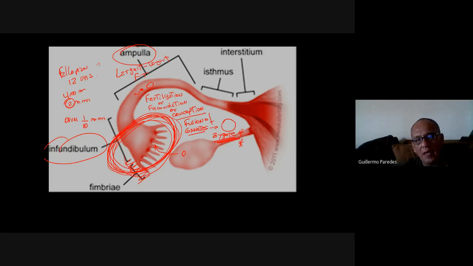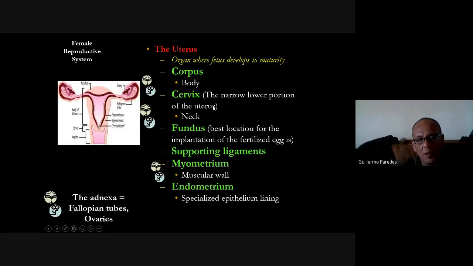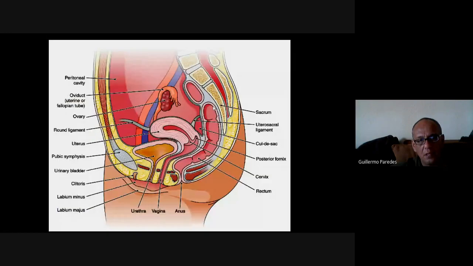Then we have the isthmus and the interstitium. This is the uterus. Look at it. Very good. This is the uterus, and the fallopian tube is like a channel, a tunnel through the uterus, in order to pass the ovum into the uterus. You okay with that? Okay, perfect.